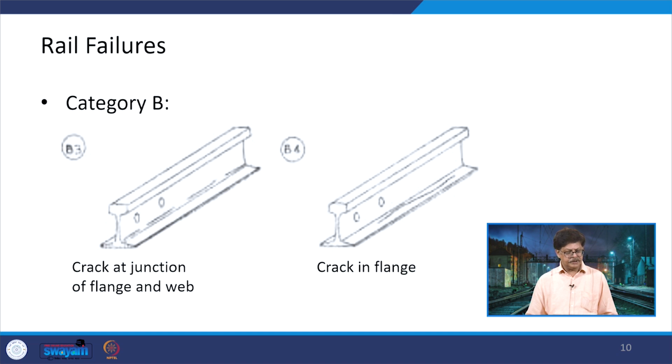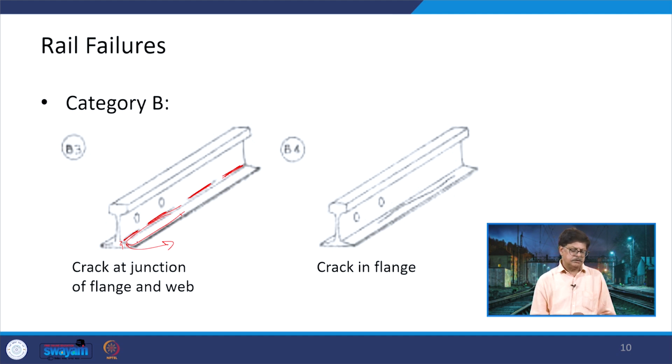This is another one, category B, where the crack is at the junction of the flange and the web. So, this crack is occurring here, and if it persists and further goes down in the vertical direction, then it will cause the removal of this flange area. It will break down, and that will bring in the condition that you have to replace it.